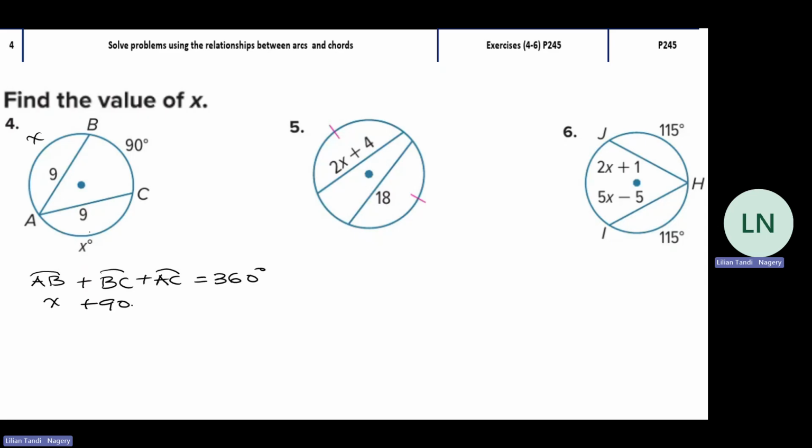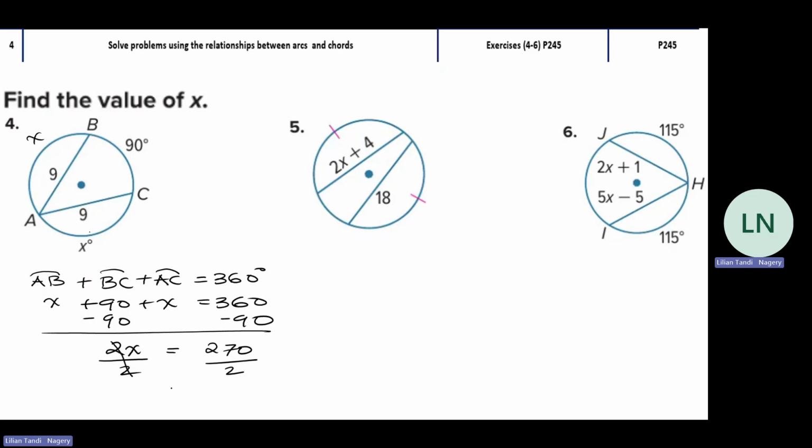x plus 90 plus x equals 360, minus 90 on both sides. 2x equals 270. And then you divide by 2, you get x equals 135 degrees. And you box your answer. Okay? Now, this arc is congruent to this arc because of this marking.